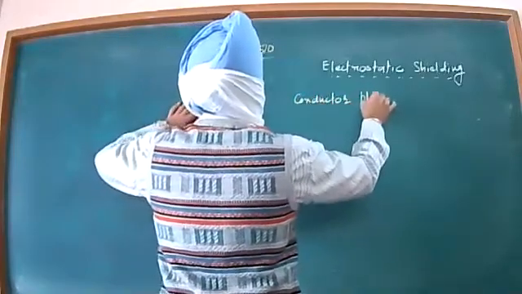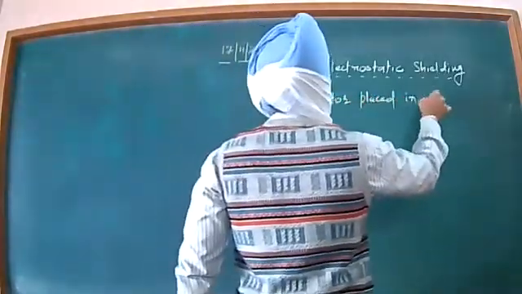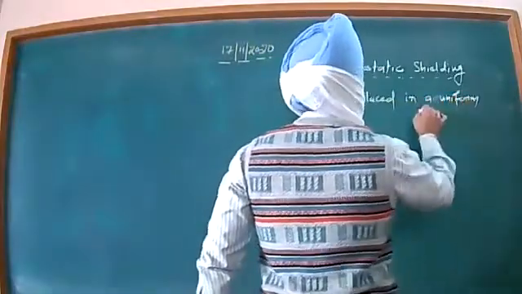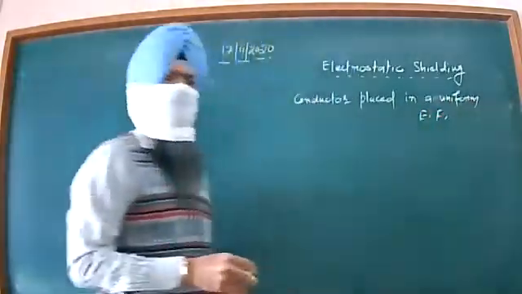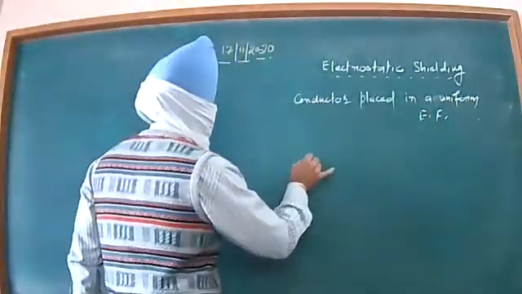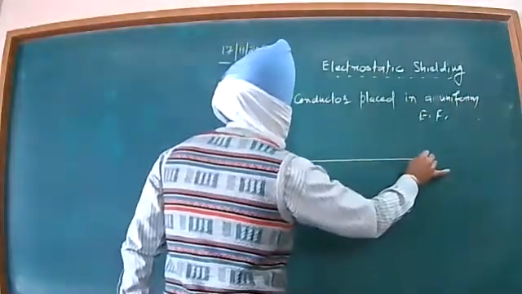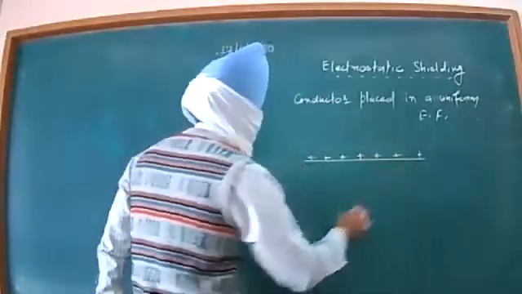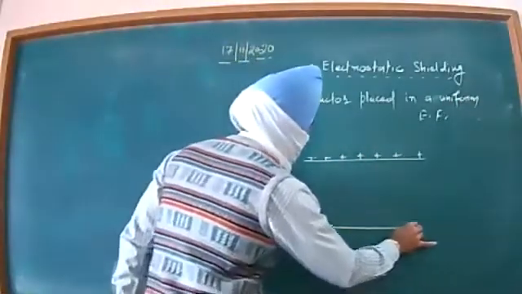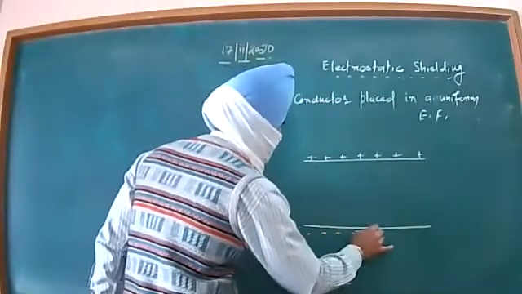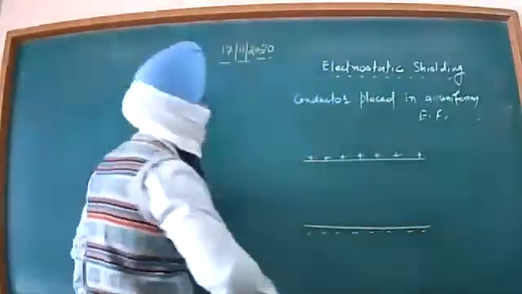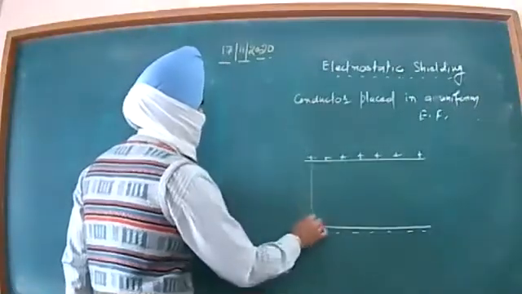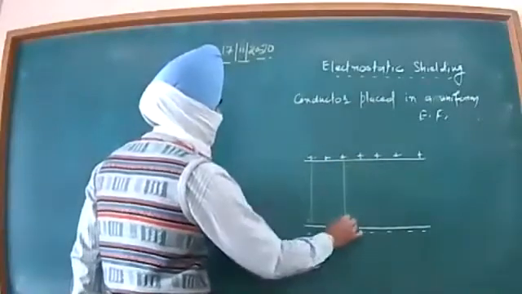Conductor placed in a uniform electric field. You can imagine that we have these two plates. This is having positive charge on it, and here we have another plate, and this is having some negative charge on it. Electric lines of force, dear children, these run from positive charge towards the negative charge. This is the electric field existing.